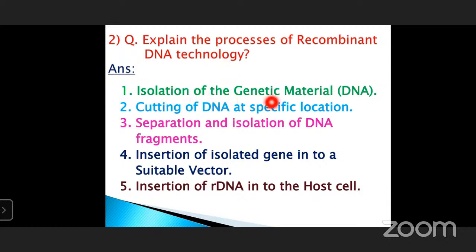The first step is isolation of genetic material DNA. The second step is cutting of the isolated DNA at a specific location. Next, the third step is separation and isolation of DNA fragments. The fourth step is insertion of the isolated gene into a suitable vector. And the last step is insertion of rDNA into a host cell.